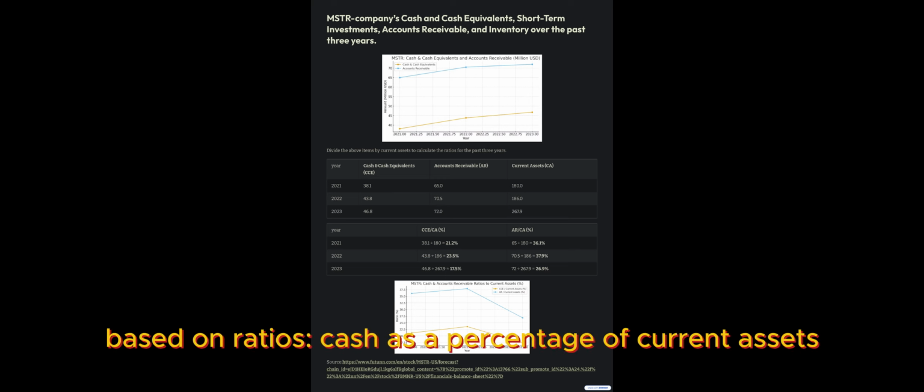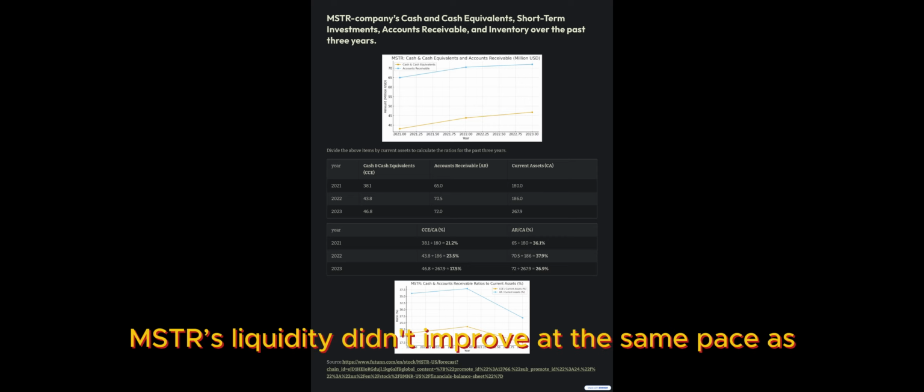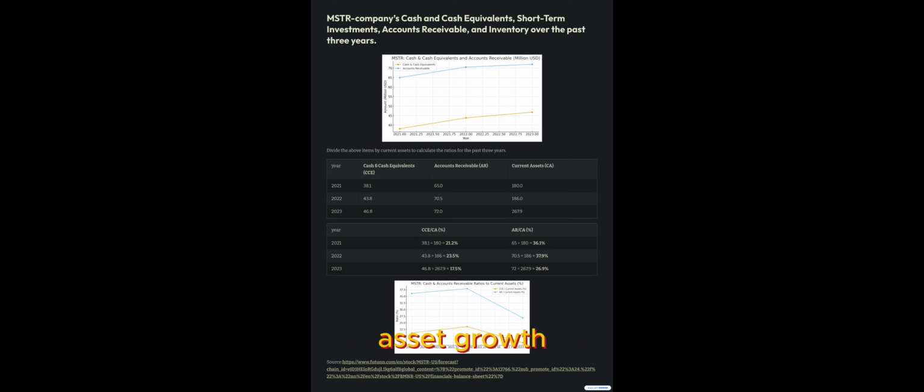Based on ratios, cash as a percentage of current assets fell from 21% to 17%, and accounts receivable as a percentage fell from 36% to 27%. This indicates MSTR's liquidity didn't improve at the same pace as asset growth.